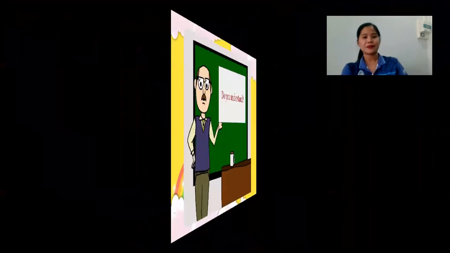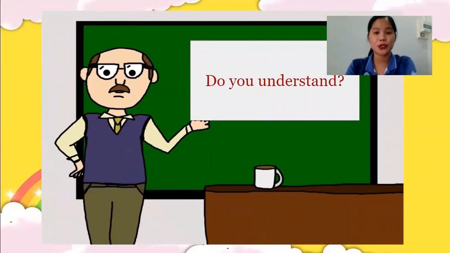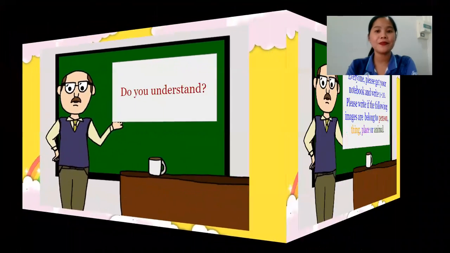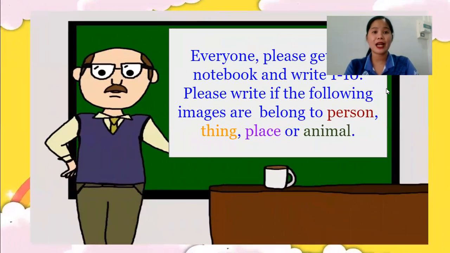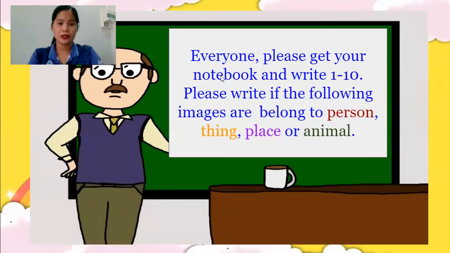Okay, now I hope you understood. This time, we will be having our test, your test or your homework. So everyone, please get your notebook and write 1 to 10. Please write which kind of noun the following images belong to. We have person, thing, place, or animal.